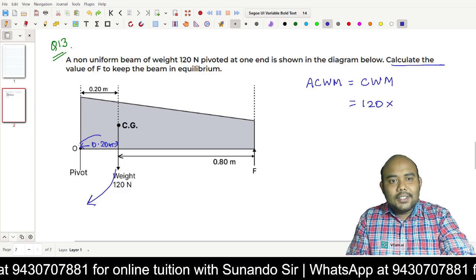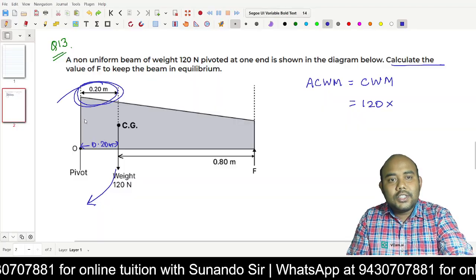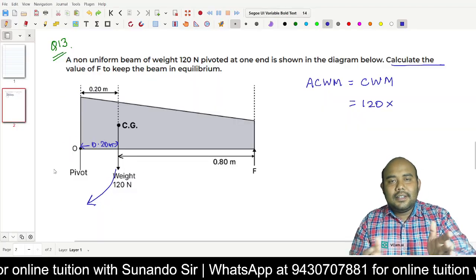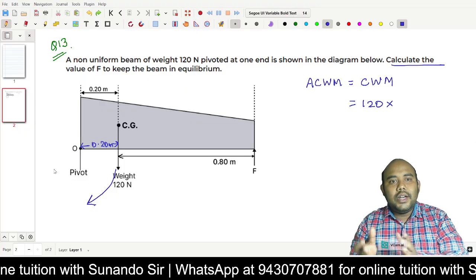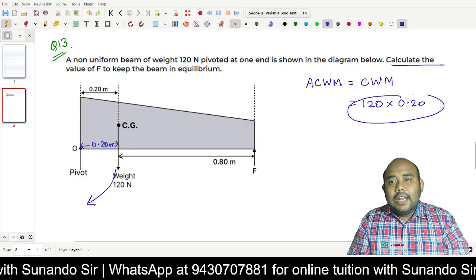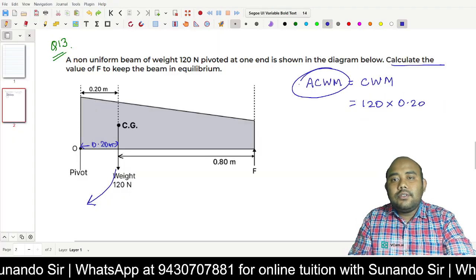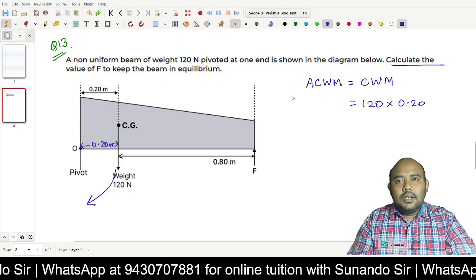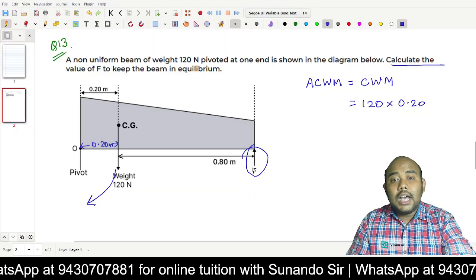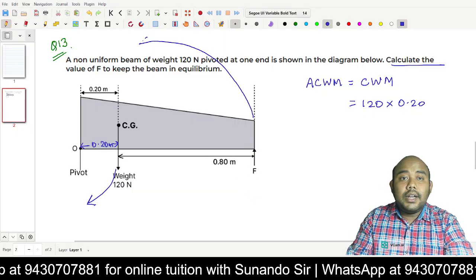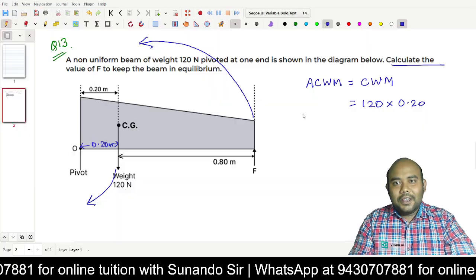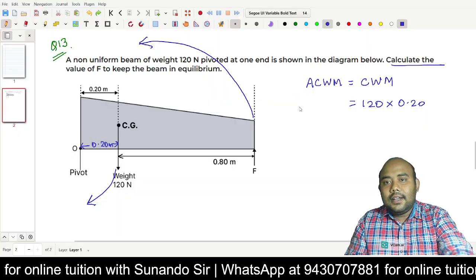So that distance is given. This is the perpendicular distance of 120 Newton from the pivot. So 0.20. So we have calculated the clockwise moment. Now we need to calculate the anti-clockwise moment. The anti-clockwise moment is because of this F force, which is acting vertically upwards. So this F is trying to rotate this beam in the anti-clockwise direction. So let us write the anti-clockwise moment.